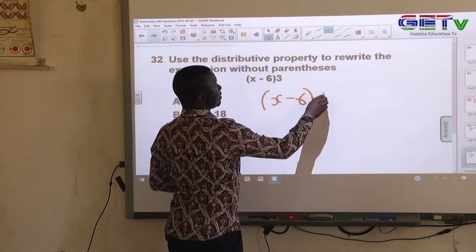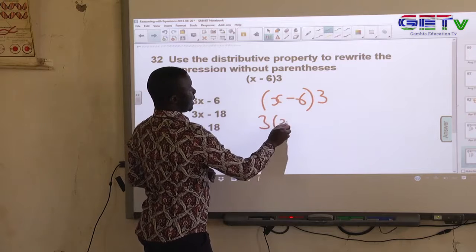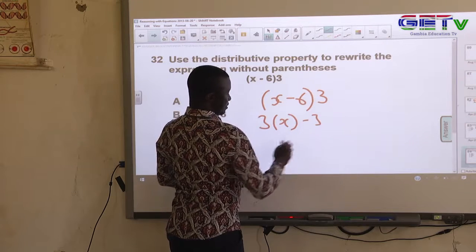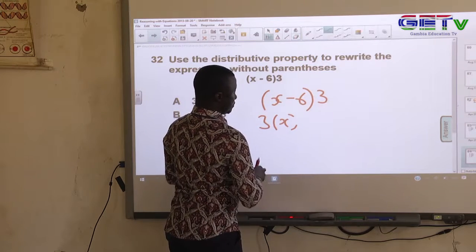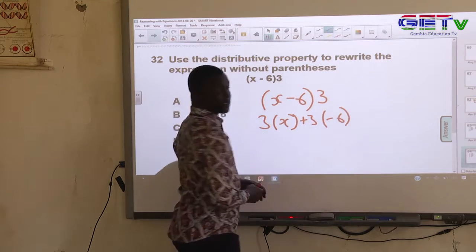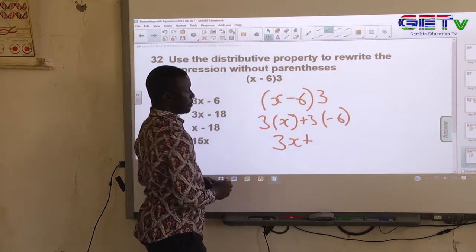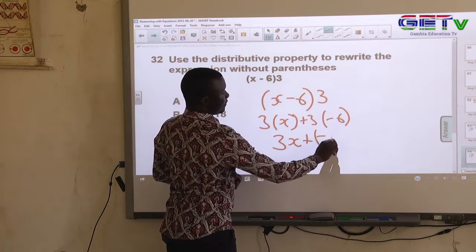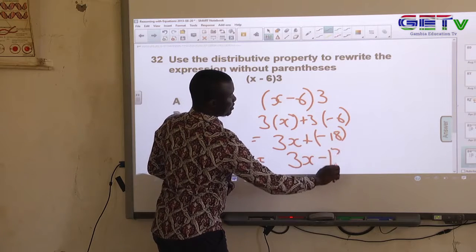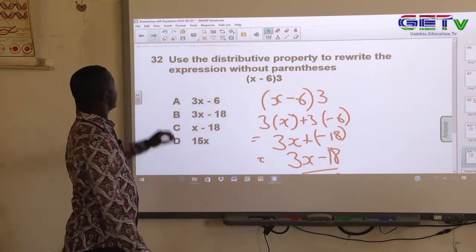X minus 6 multiplied by 3. 3 times x minus 3 plus 3 times negative 6. So therefore 3 times x is 3x plus 3 times negative 6 is negative 18. Finally, we will have 3x minus 18.